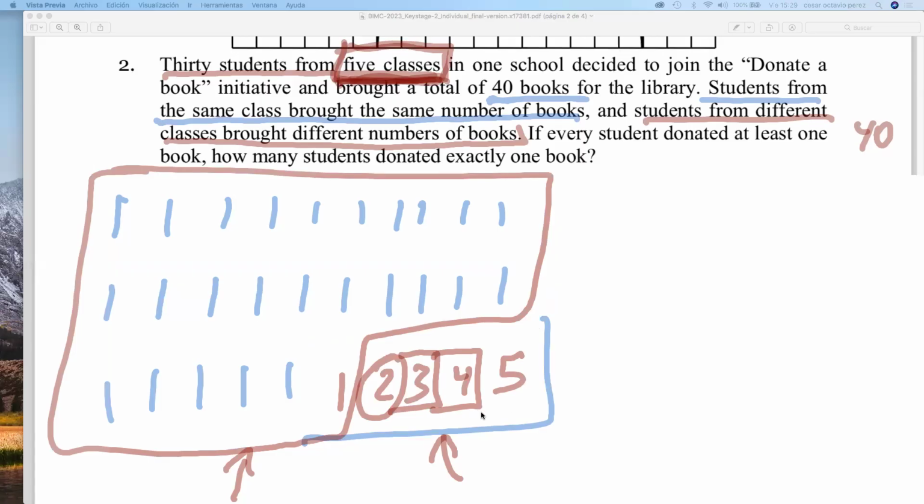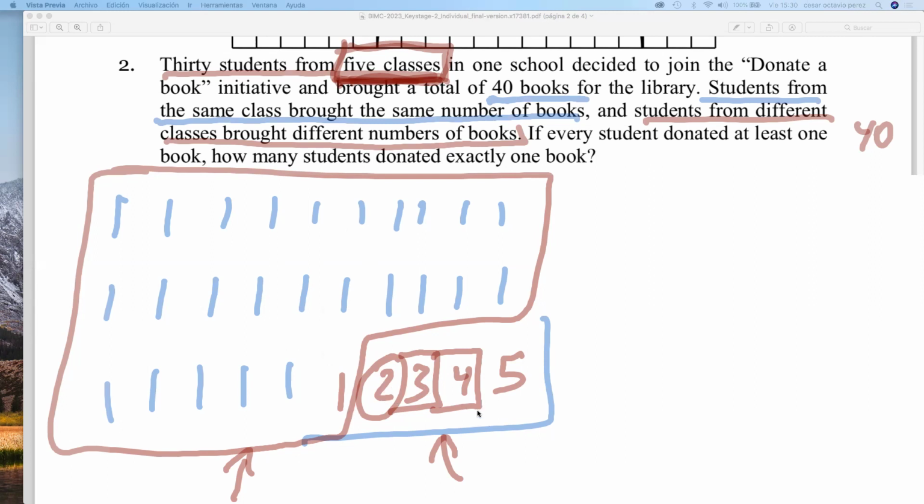¿Sí entiendes la idea, Sebastián? Sí. El problema nos dice que debemos tener estudiantes de 5 clases diferentes. Todos los que trajeron uno son de la misma clase. Every student that brings 1 book, all the students are from the same class. This is from a different class. This is from another class. This is from another class. This is from another class.